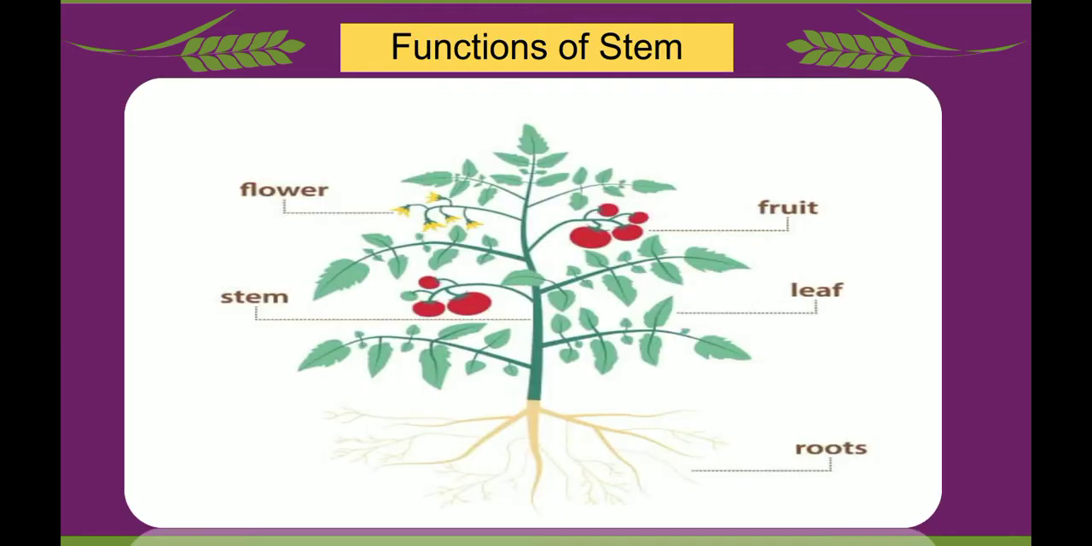So what are the functions of the stem? Why do we need the stem? The function of the stem is that they bear fruits, flowers and leaves. To the stem, the fruits, flowers and leaves are attached. And this stem helps the plant to stand upright. Because of the stem, the plant is standing upright.